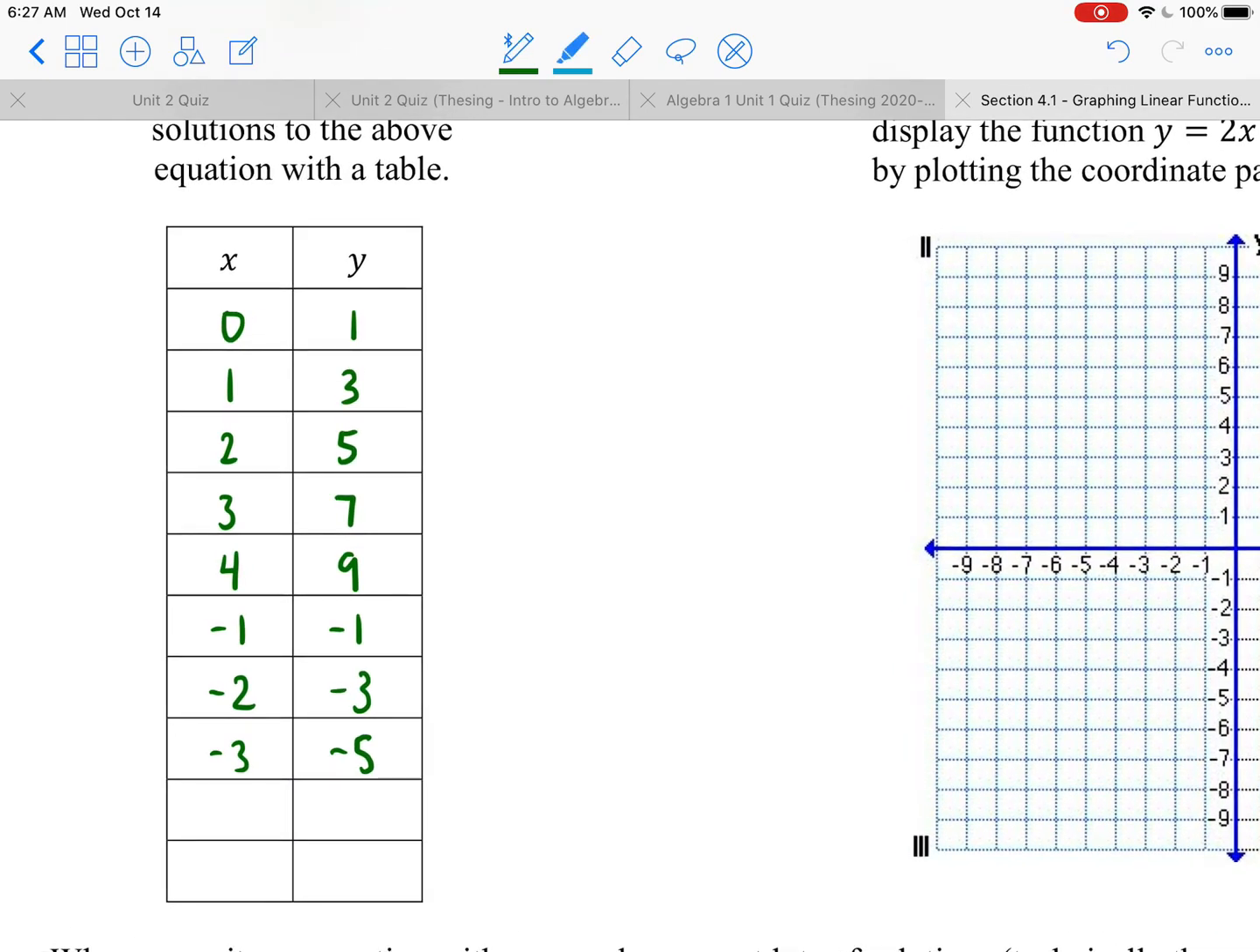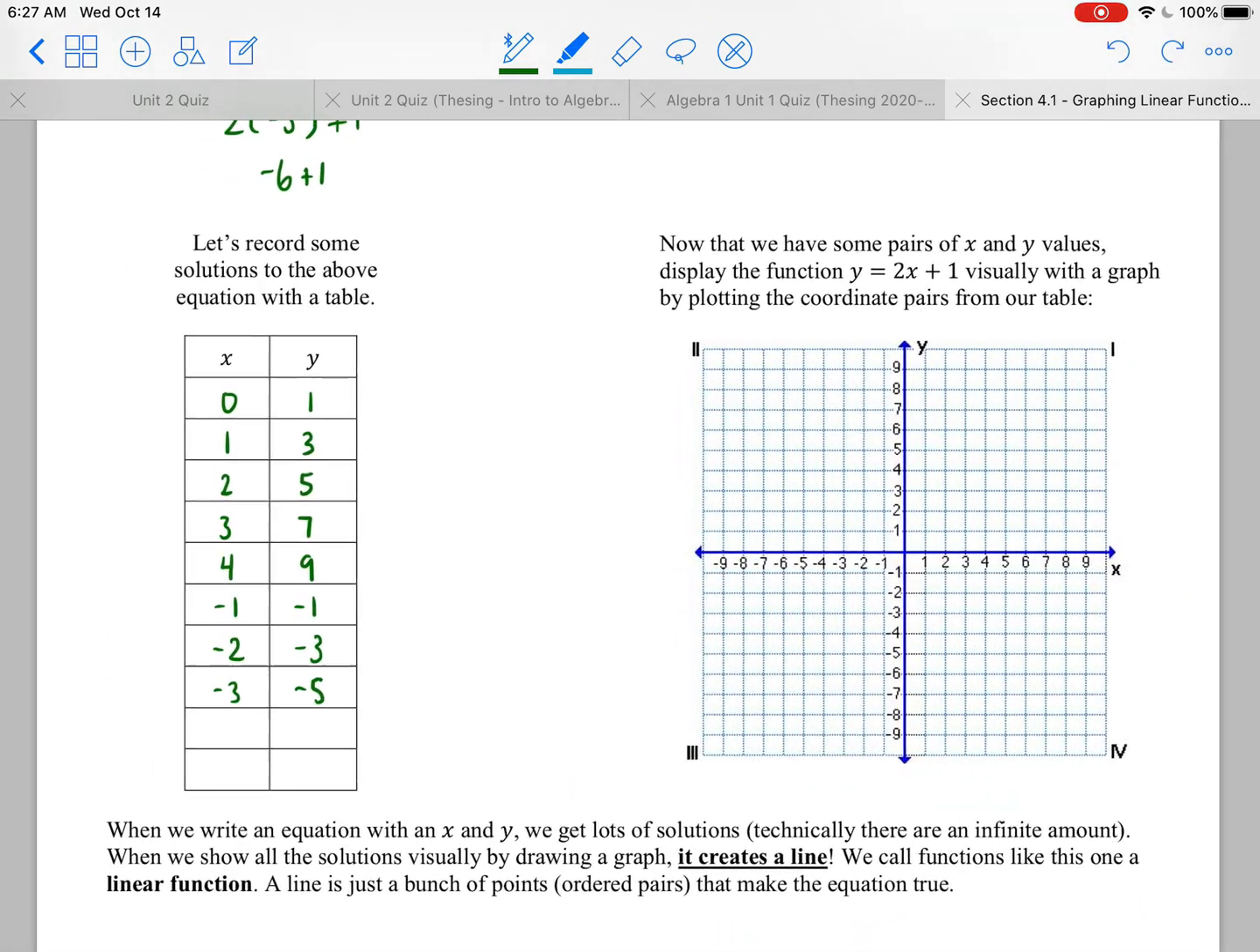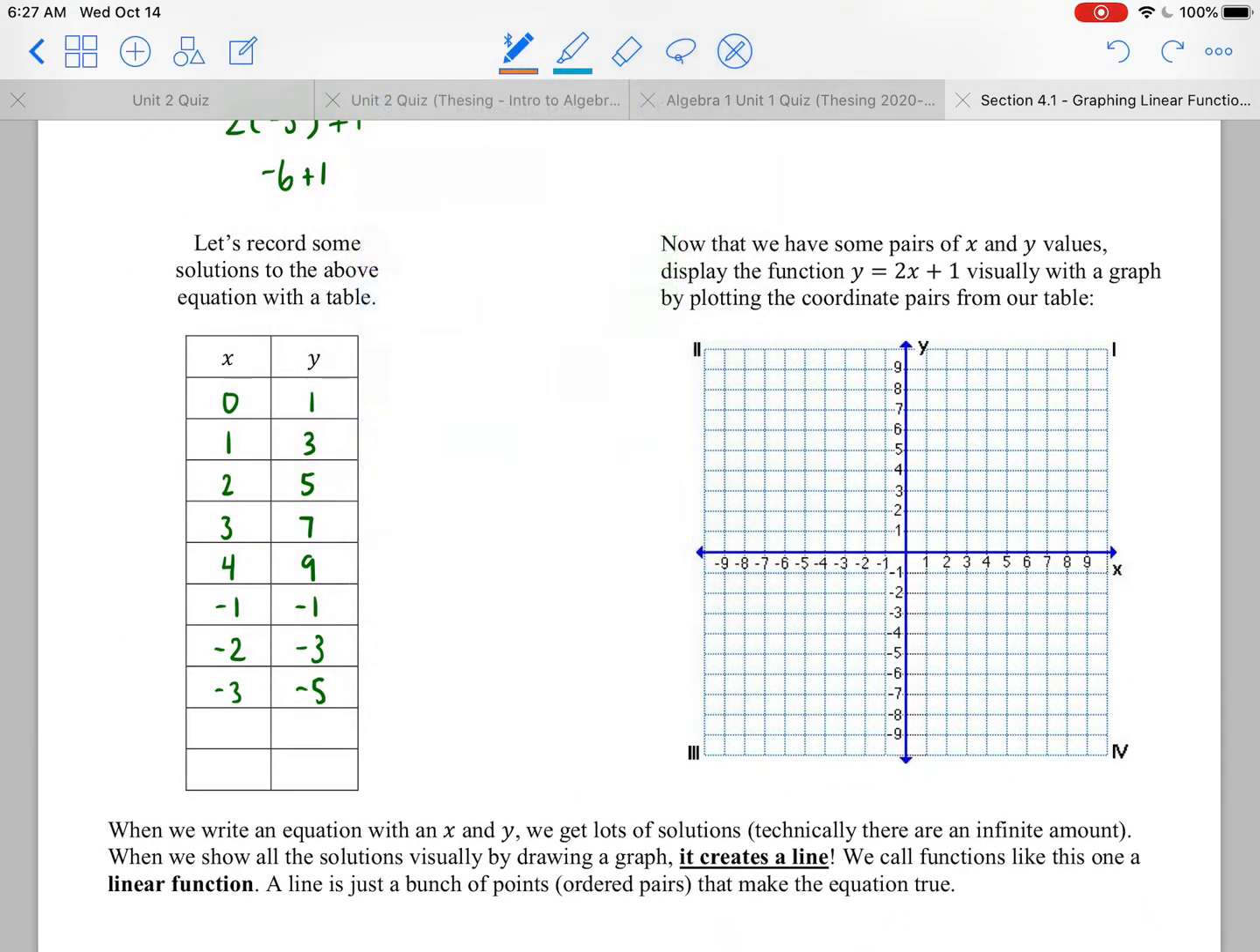When x is 0, the y value needs to be 1 there. I'm going to graph these with an orange color here. So when x is 0, y is 1. That's that orange point there. When x is 1, y is 3. So that's that point right there.